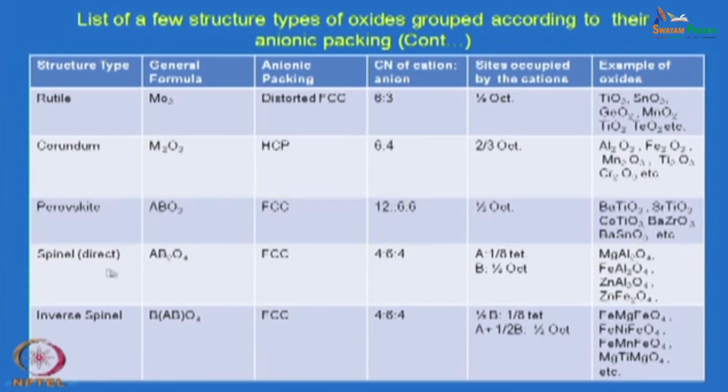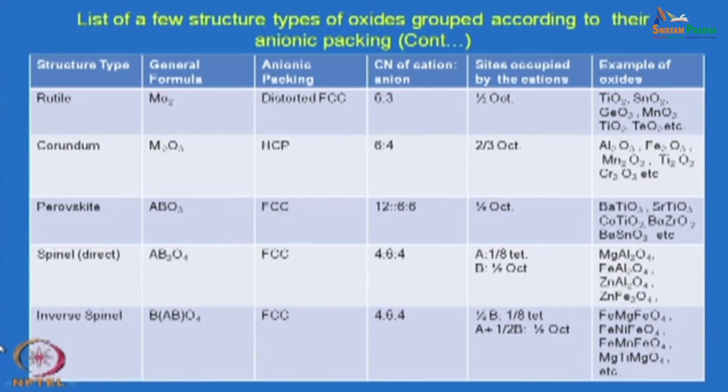So, that is what we call the direct spinel structure, and the examples are magnesium aluminate, iron aluminate, zinc aluminate and zinc ferrite. So, these are spinel structures with this kind of distribution, A and B distributed between tetrahedral and octahedral sites.